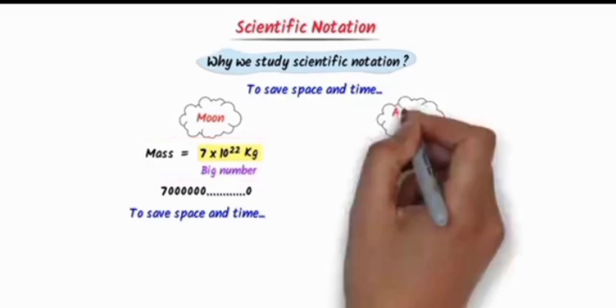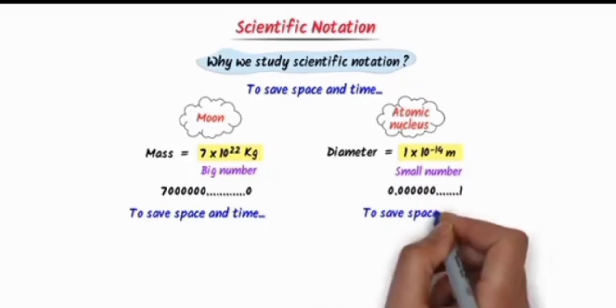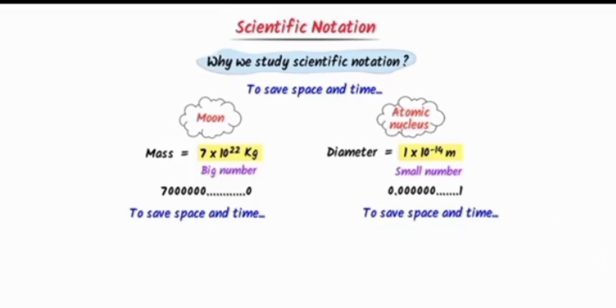Secondly, the diameter of an atomic nucleus is 1 into 10 raised to the power minus 14 meter. It is a very small number. If we write it, it is like 0.000 up to 14. It is too small a number. Now to save space and to save time, we use scientific notation to write it as 1 into 10 raised to the power minus 14 meter. Thus remember that we use scientific notation to save space and time.